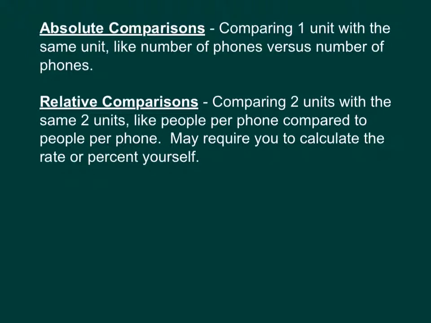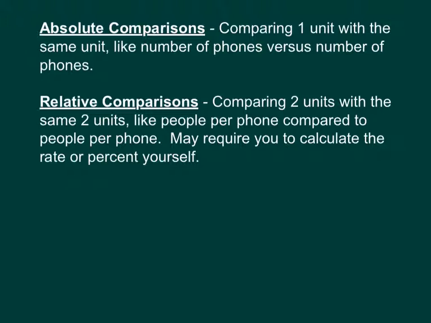Hi everyone, before we do our practice problem, let's review absolute and relative comparisons. Absolute comparisons are comparing one unit with the same unit, like number of phones versus number of phones. Anytime you're comparing one thing with the same thing somewhere else, that's absolute. There's no math involved.